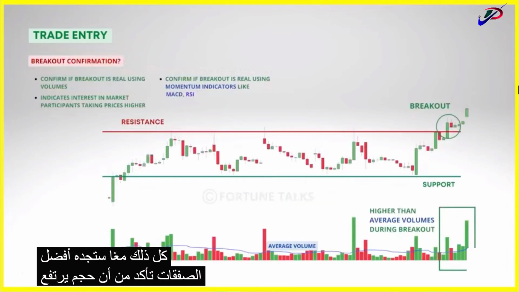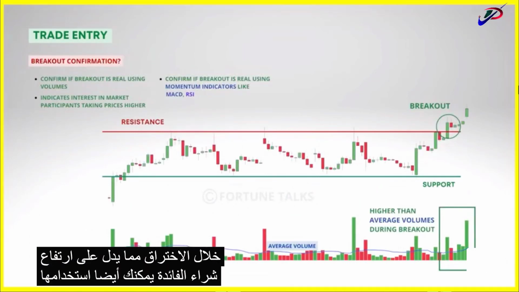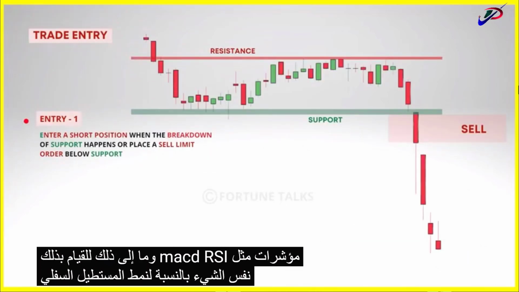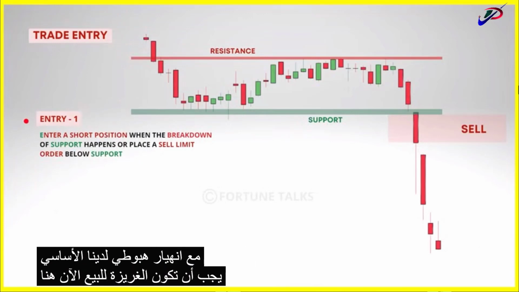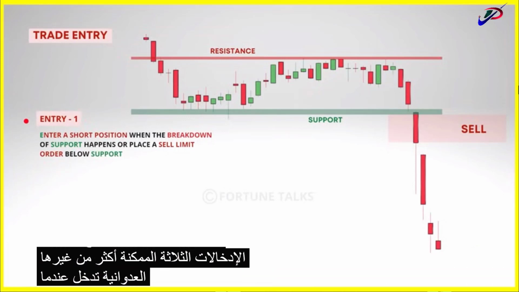Make sure that the volume rises during the breakout, indicating a higher buying interest. You can also use indicators like MACD, RSI, etc. to do the same. And for a bottom rectangle pattern with a bearish breakdown, our primary instinct should be to sell. Now here are the three entries possible. The most aggressive is entering as and when the breakout happens.